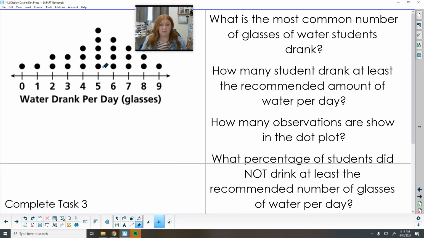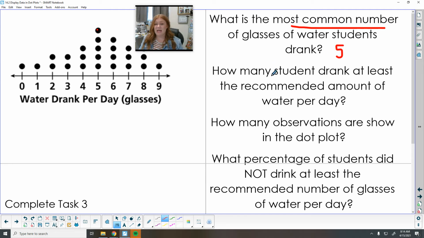So here is my dot plot. So we're going to answer a few questions here. What is the most common number of glasses of water students drink? So we're looking for the highest, most frequent number. So looks like our tallest point of our plot is here. So the most common glasses of water is 5.